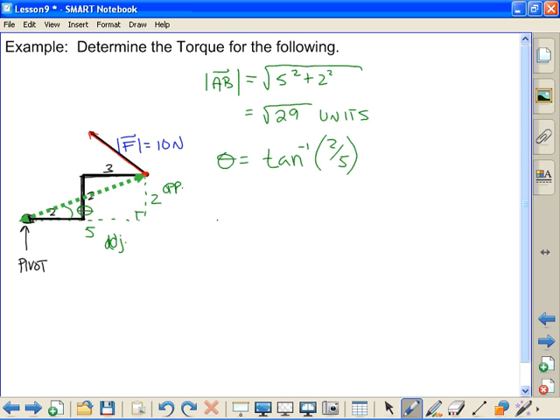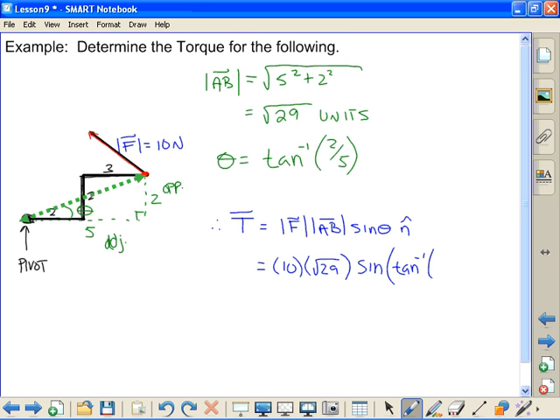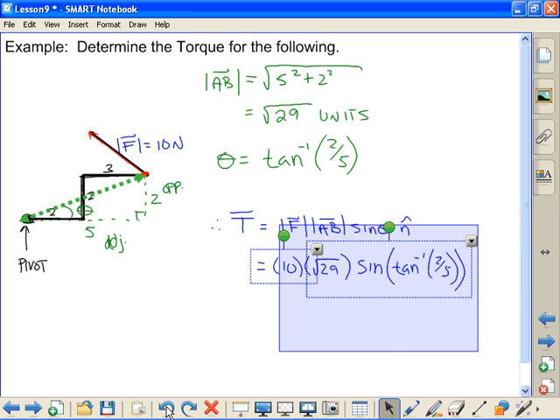So therefore, torque is equal to magnitude of F, magnitude of AB, sine theta, newton-metres. So we know that the force is 10. We know the magnitude of the length of the lever arm is square root of 29. And the angle theta is tan inverse of 2/5. And I'm going to need to add a direction here.